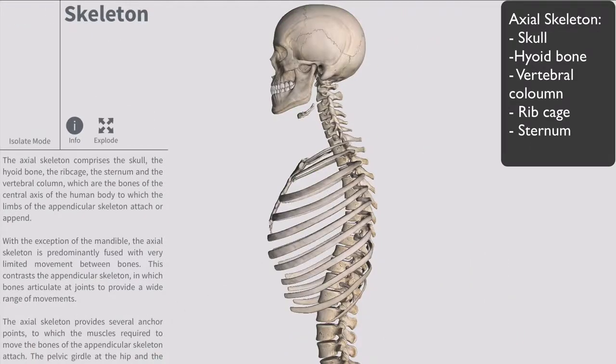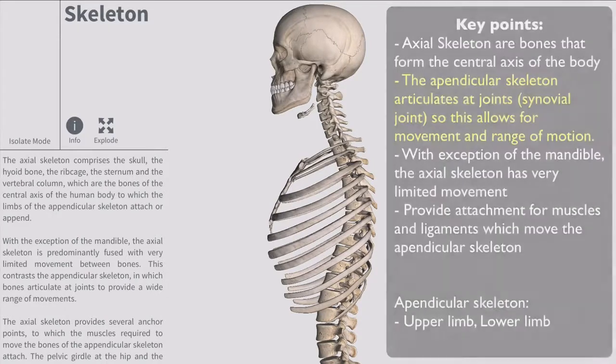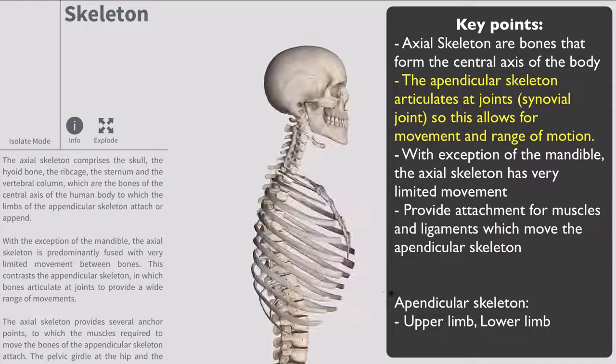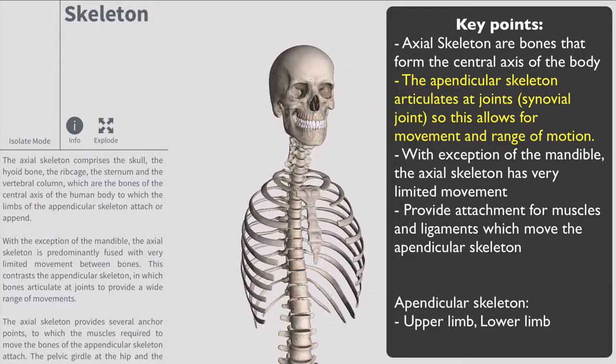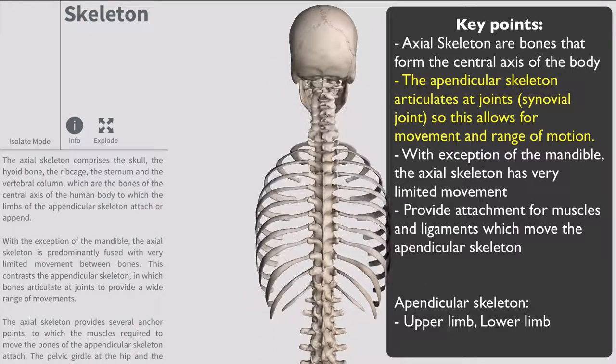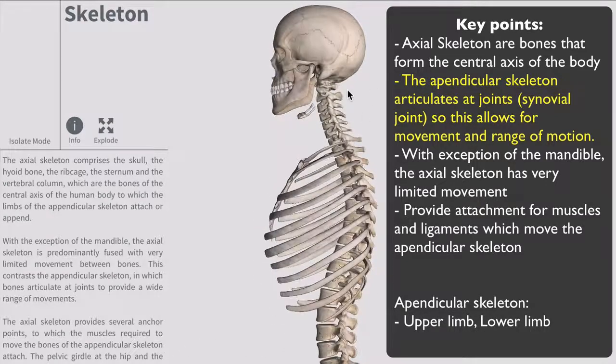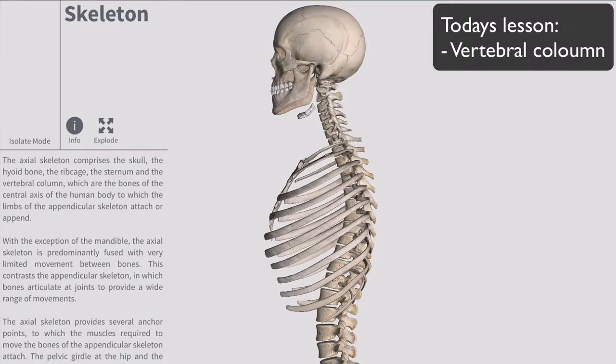A few key points about the axial skeleton: it is made up of the bones that form the central axis of the body. The appendicular skeleton, on the other hand, articulates at joints like synovial joints, as they allow for a range of movements which involve the upper limb, lower limb, and so on. The only exception in the axial skeleton is the mandible, because it's the jaw and it moves a lot. But in today's lesson we're going to be focused on the vertebral column.